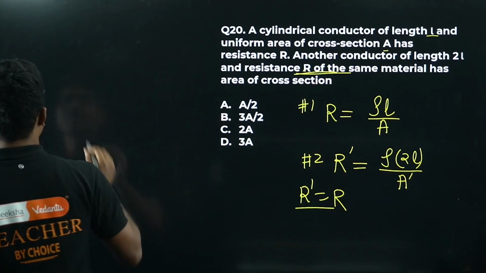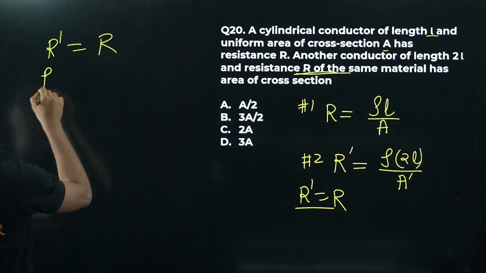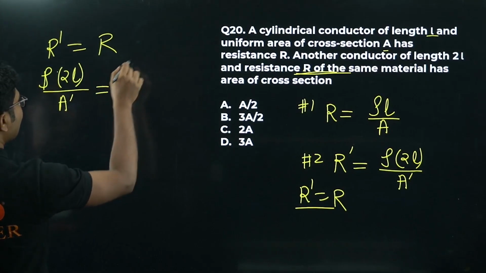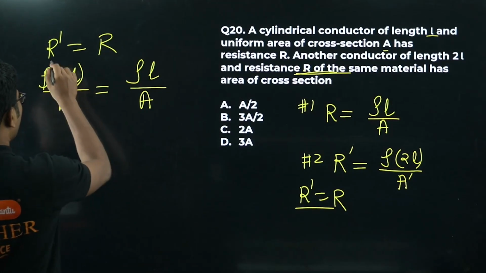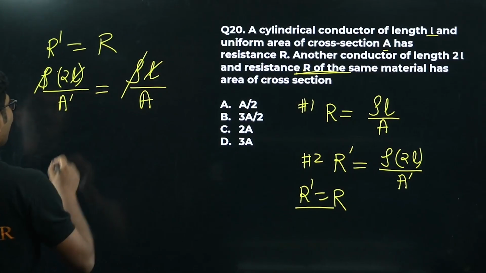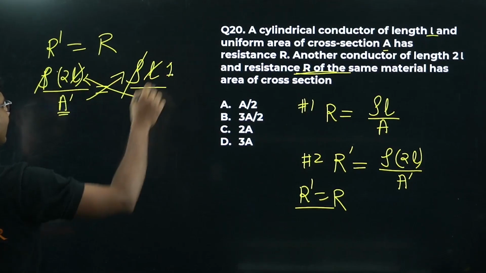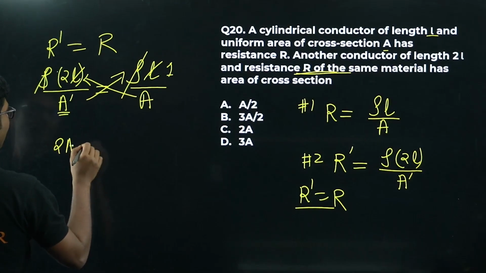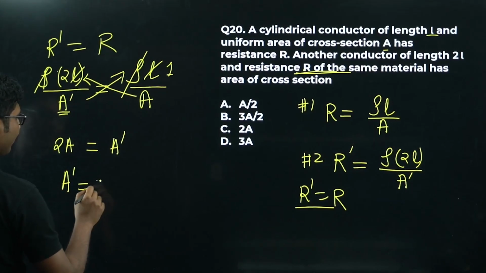Now let's put the values. R dash equals R. What is R dash? R dash is rho into 2L by A dash, which equals rho L by A. Now, same material means the same rho, so rho cancels and L cancels. We are trying to find A dash, so let's do the cross multiplication. So 2A equals A dash, or A dash equals 2A.